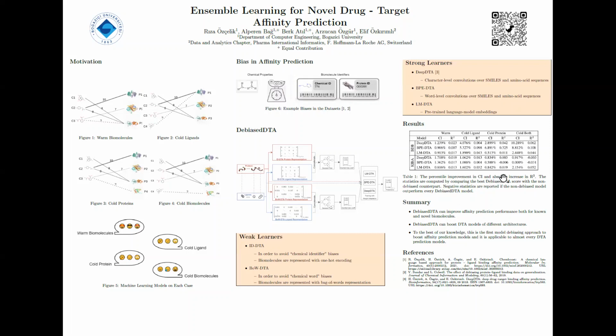We observed that in over 90% of the cases, debiasing improves model performance significantly. So we believe that debiased DTA can improve affinity prediction performance. The results demonstrate that debiased DTA can improve affinity prediction performance both for known and novel biomolecules. Even though we propose debiased DTA for novel drug target affinity prediction, the boost is also observed for known molecules, which is a positive side effect of debiased DTA. And we also observed that debiased DTA can boost the performance of several different architectures, and it is also applicable to almost all DTA prediction models, suggesting that debiased DTA can find a wide use in the literature.